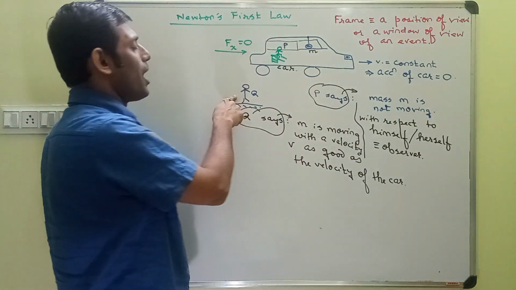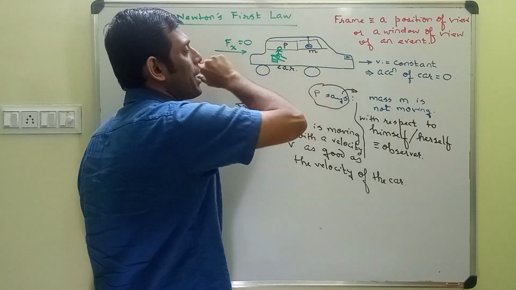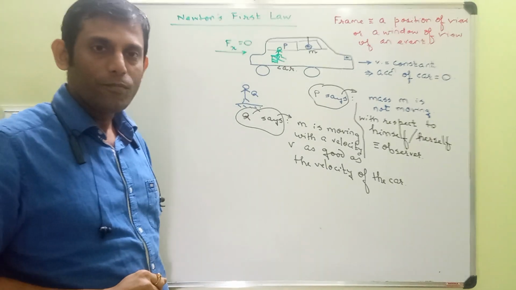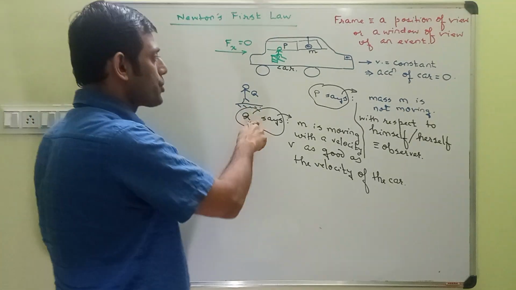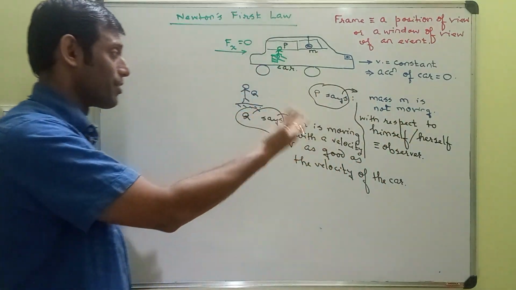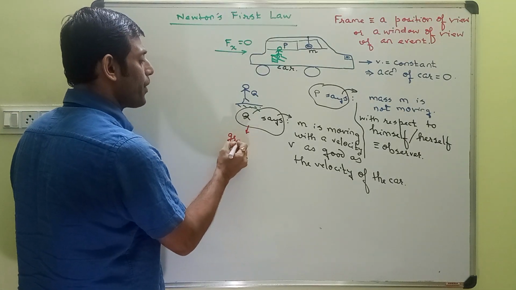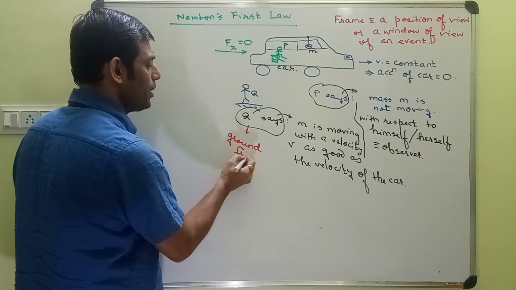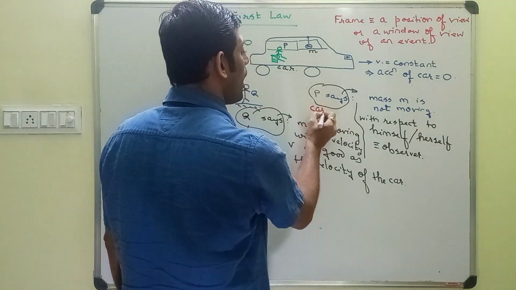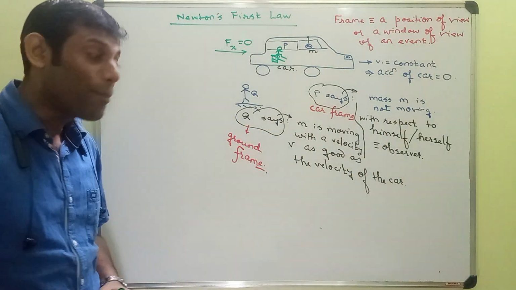The person outside is observing that this car is moving, and this ball is moving, and this passenger is moving, everything is moving with the car. And that means Q will say that M is moving and P will say that M is not moving. Now, this is the difference. Q is in the ground frame and P is in the car frame, the frame of the car. And that means frame makes a difference.